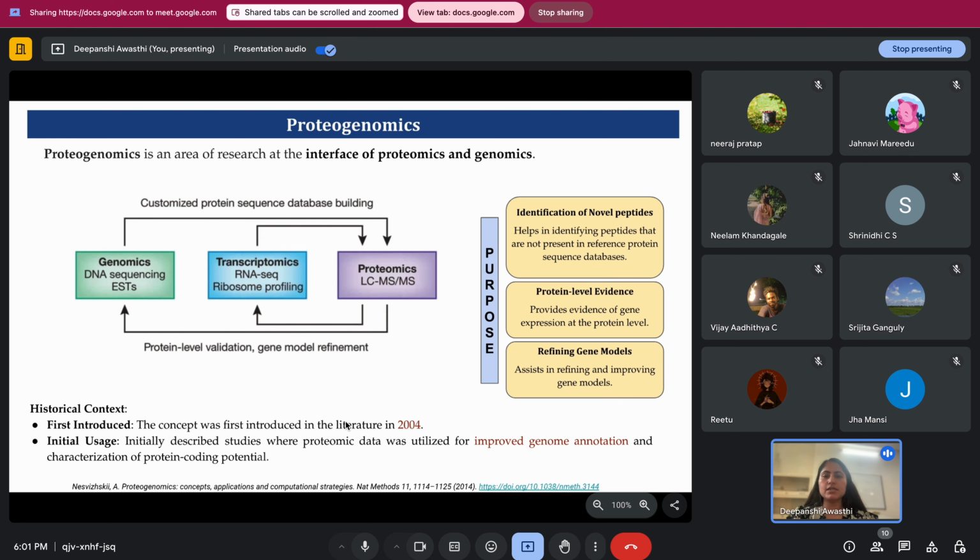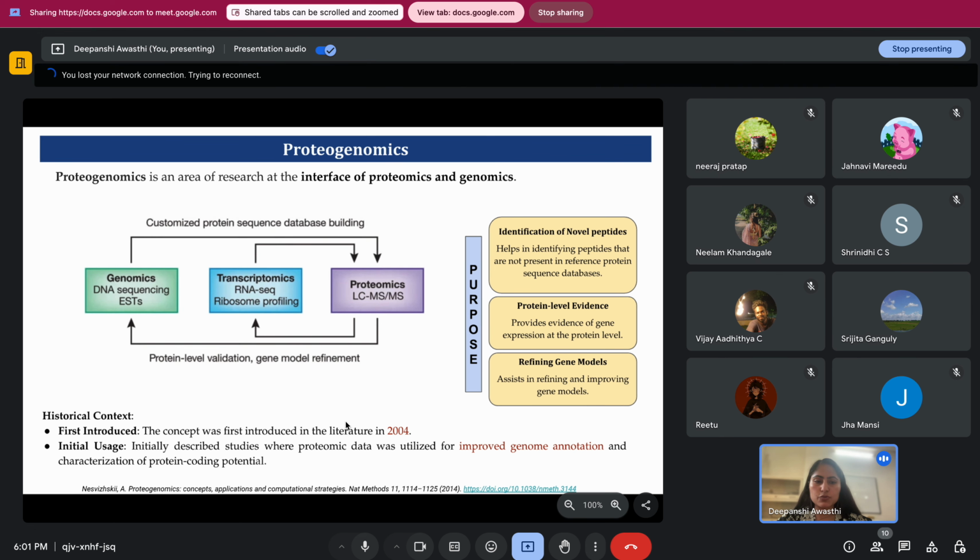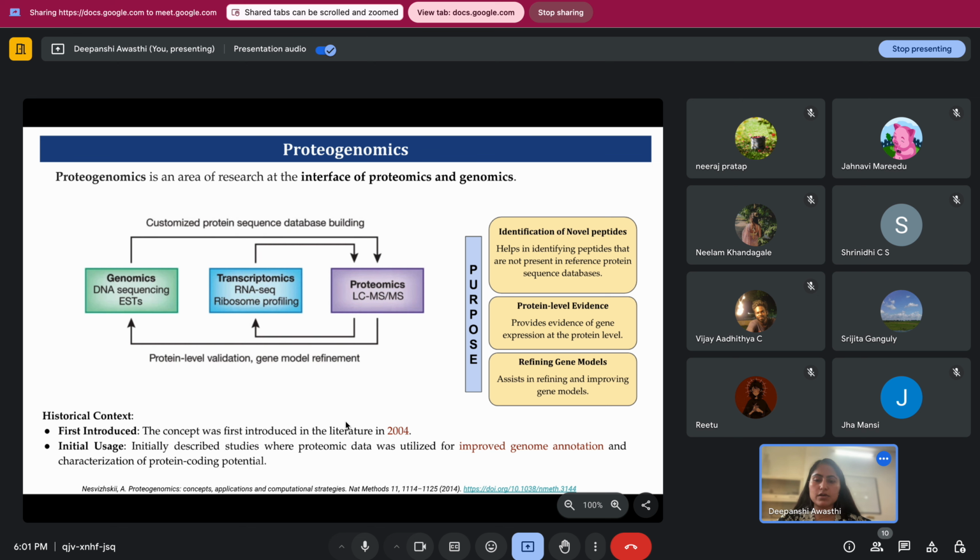So firstly, I'll be talking about the introduction of proteogenomics, what it means. Proteogenomics is a combined word which is made up of two words.